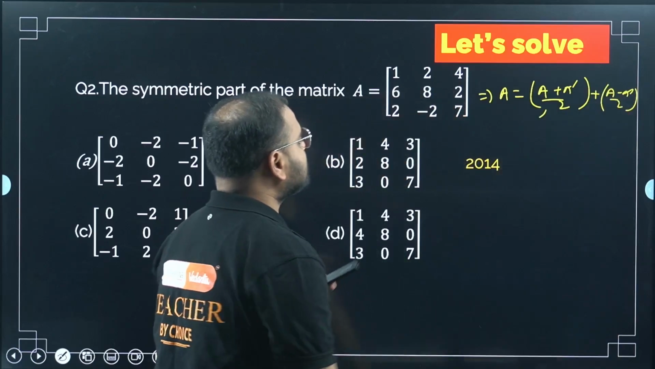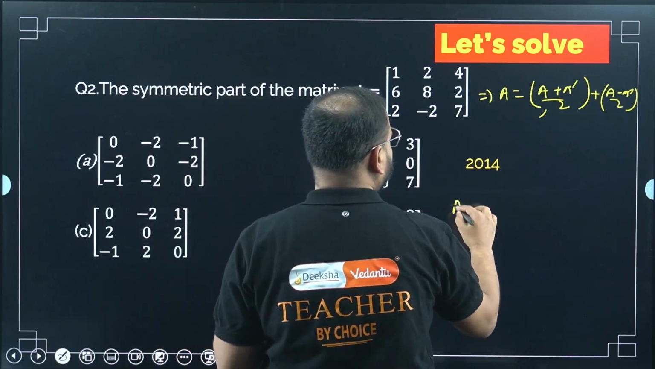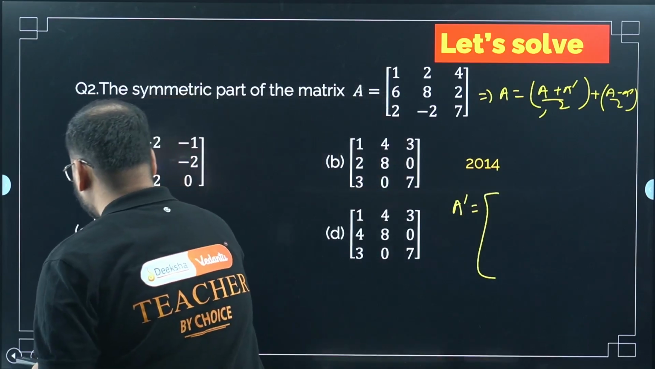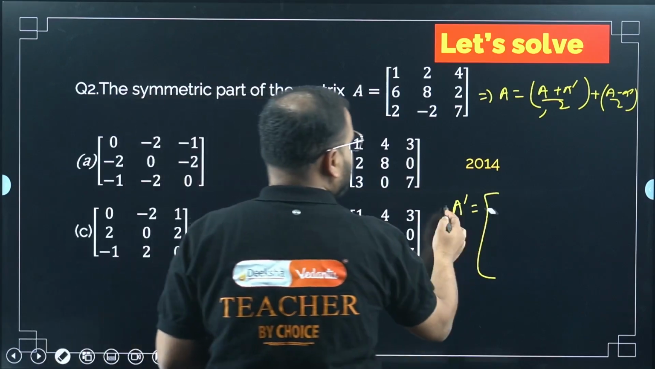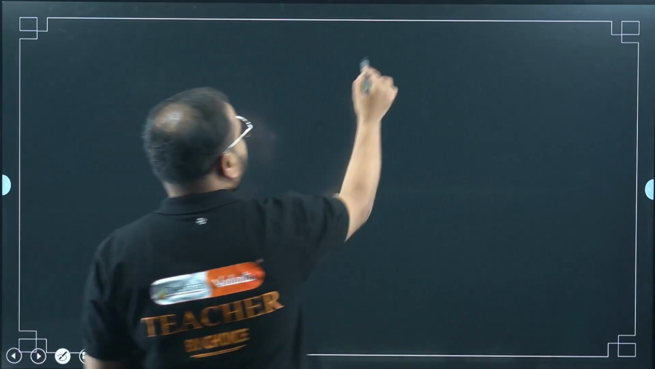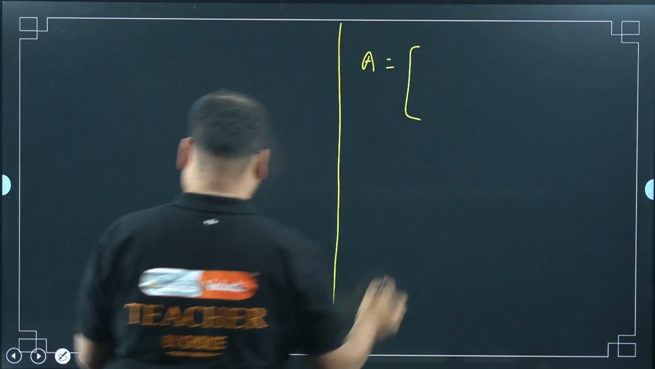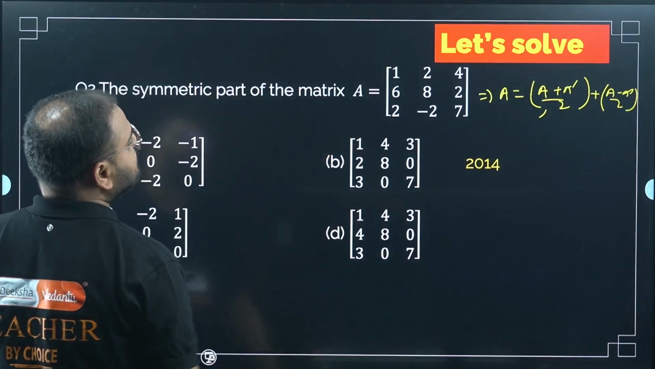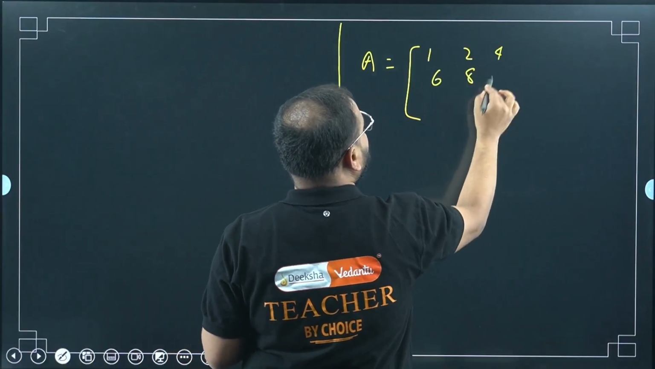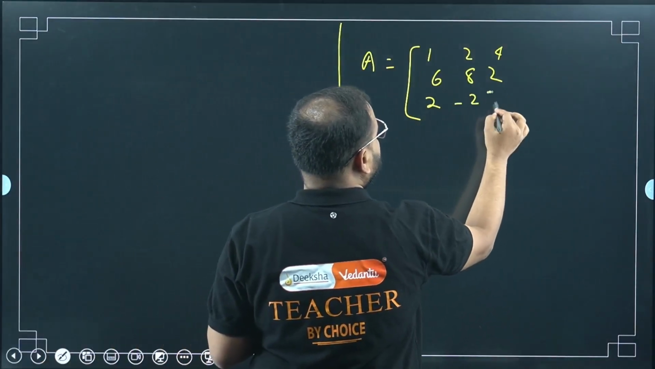So let's quickly do this, find it out. A plus A dash. So can we find it here? Please check. So help me write A first. What is my A? So A is, please check the matrix. 1, 2, 4, 6, 8, 2. What about the next one? 2, minus 2, 7. Okay, sir.